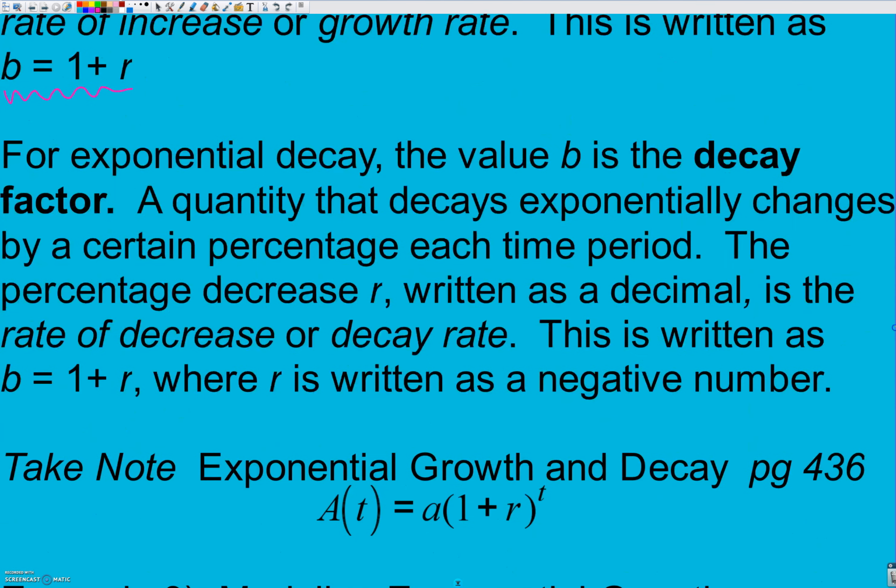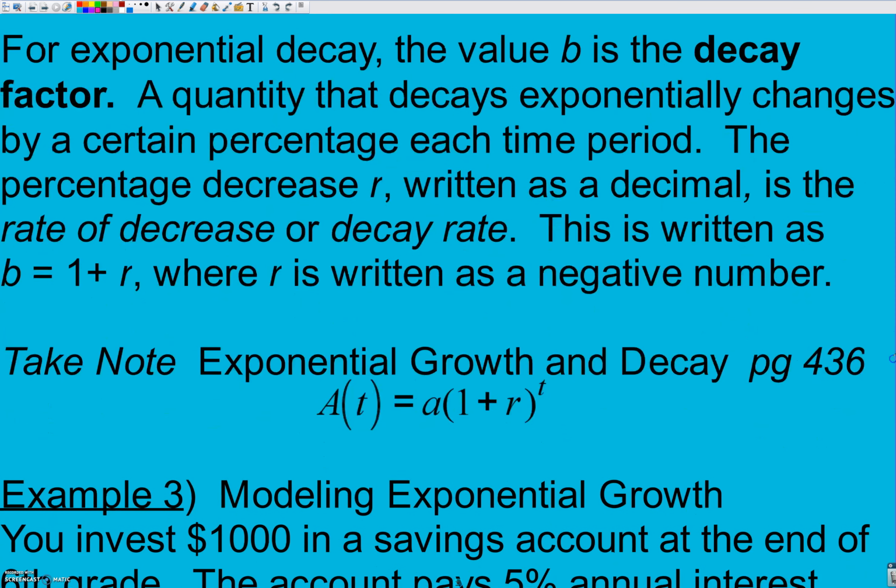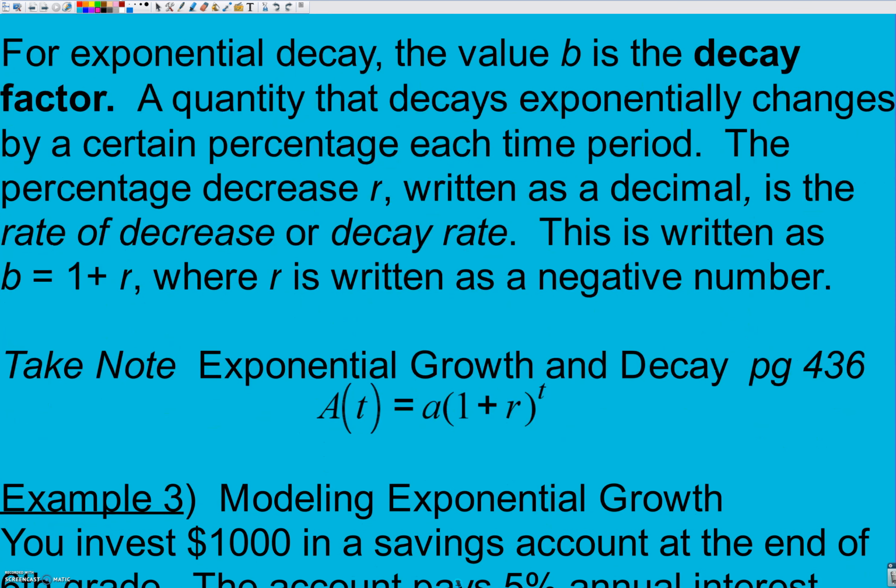For exponential decay, the value b is the decay factor. So it's still going to be b. It's either going to be a decay factor or a growth factor, depending on if we increased or decreased. A quantity that decays exponentially changes by a certain percentage each time period. The percentage decrease r, written again as a decimal, is the rate of decrease or rate of decay. This is also written as b equals 1 plus r. But r here is a negative number when we have decay, because it's getting smaller.